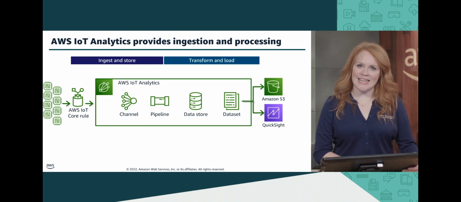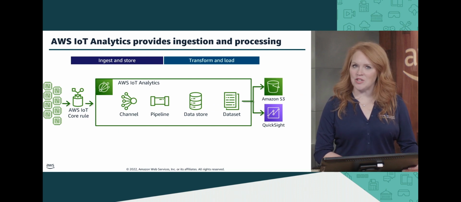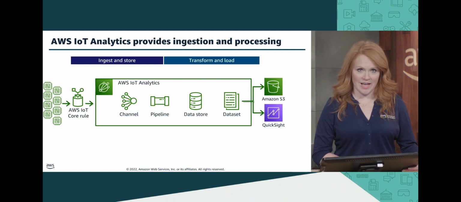AWS IoT Analytics also supports direct access to your data sets from Amazon QuickSight so that you can easily visualize your data set without additional services.